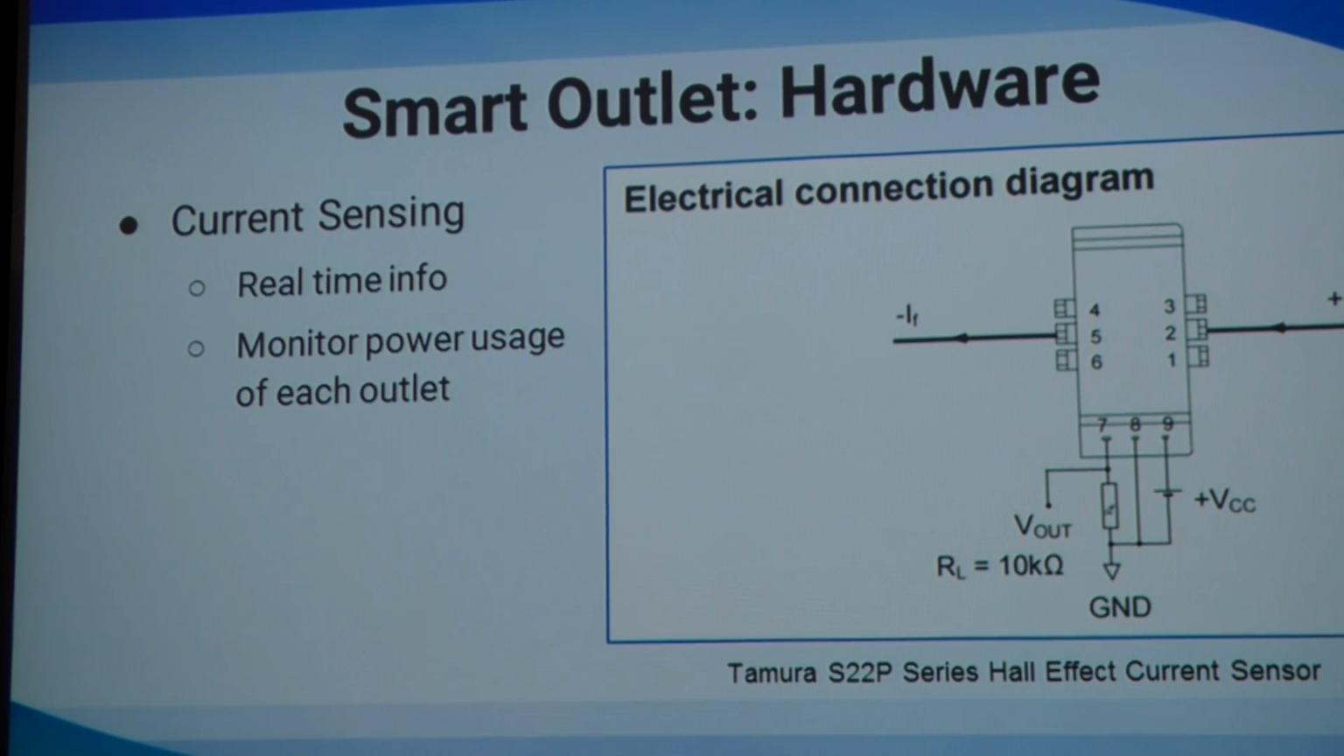So as we stated, a big part of our project is going to be based around power consumption and how a lot of power consumption now is unnecessary. So a current sensor is going to be very important looking forward because we're going to have a way to monitor this. The addition of a current sensor into our system will allow us to gain real-time information, and it'll allow us to monitor the power usage of each outlet. And as of now, we're looking at the Tamura S22P series Hall-effect current sensor to utilize those current sensing abilities.